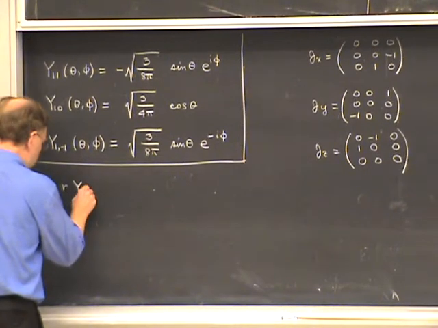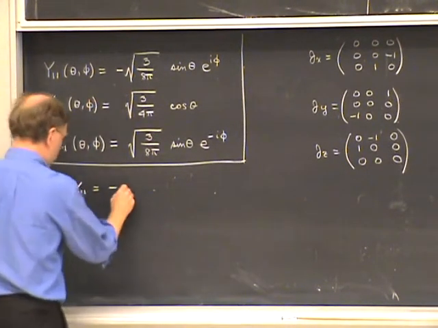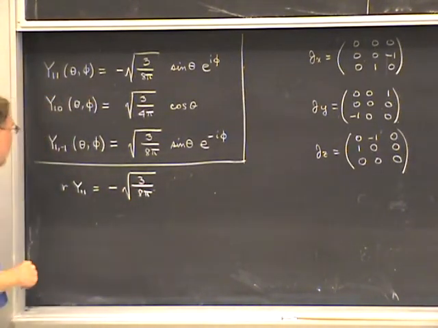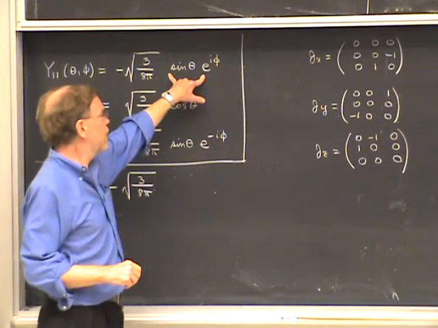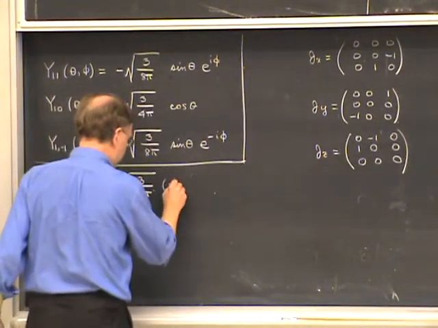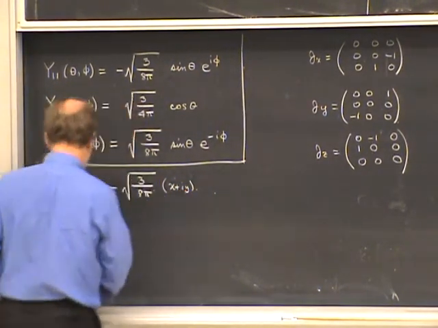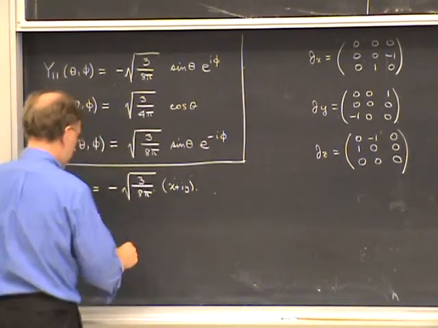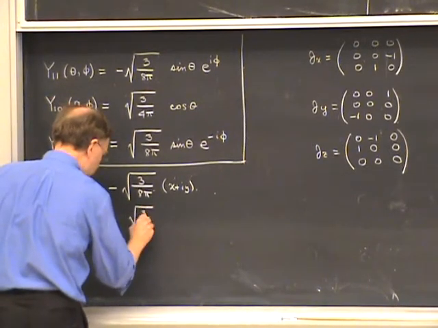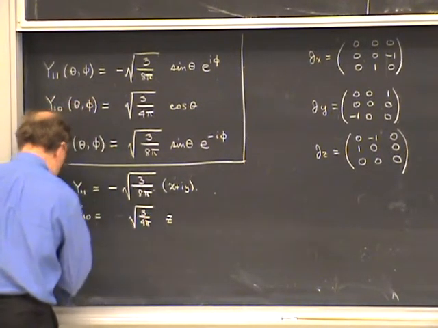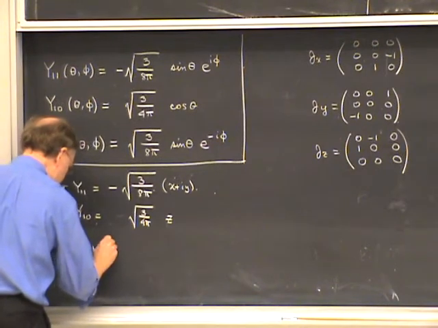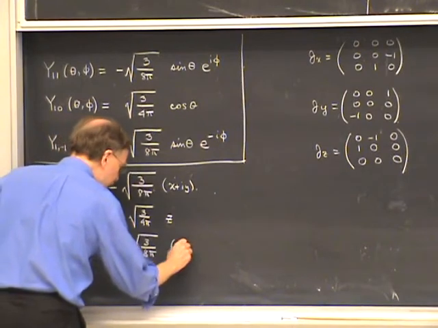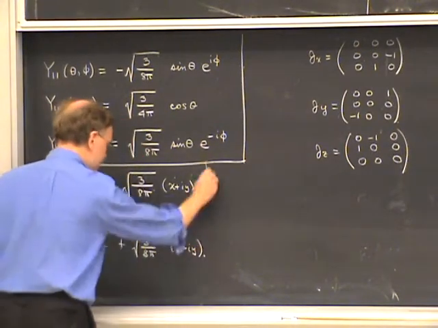You get r times Y_11. That's equal to this normalization and sign, minus the square root of 3 over 8 pi, and then r sin theta times e to the i phi, which is the same thing as x plus iy. Likewise, if you multiply r times Y_10, you get r cos theta, which is z. So this is the square root of 3 over 4 pi times z. And if you take r times Y_1,-1, you get now the plus sign, square root of 3 over 8 pi, times x minus iy, like this.